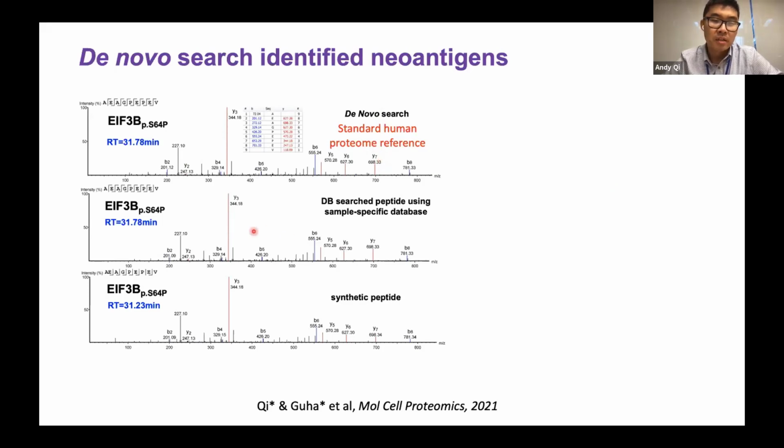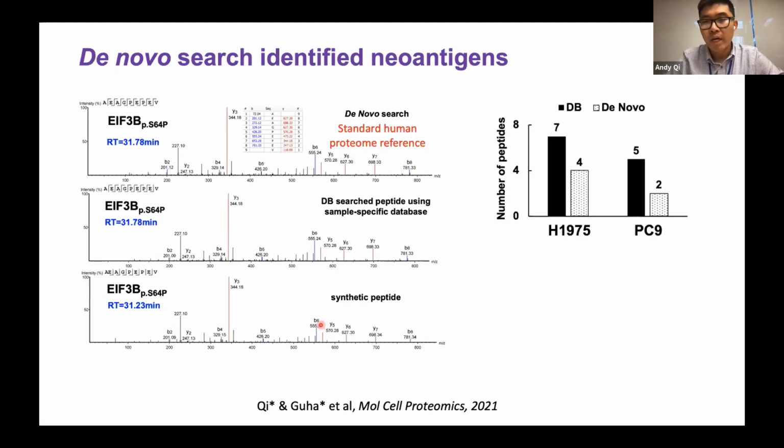without adding any mutation. The middle panel shows the database search peptide, where we have the mutation incorporated into the library. And the last panel is the synthetic peptide. You can see the spectra and the retention time align really well. So we were able to find 4 out of 7 in this particular case identified by de novo. And in another cell line, the PC9, we found 2 out of 5. So we are very happy with the result. So using de novo, we can retrieve more than half of the mutant peptides in this particular search.